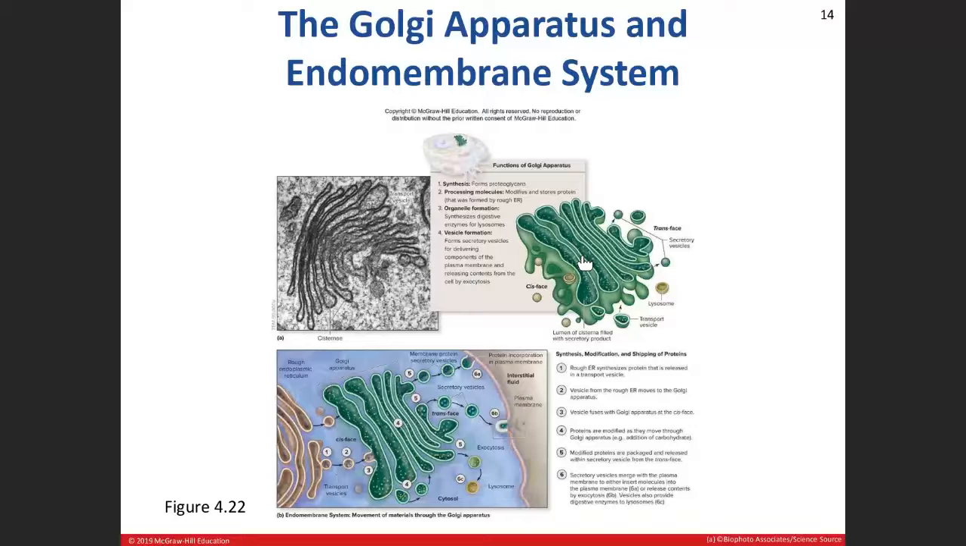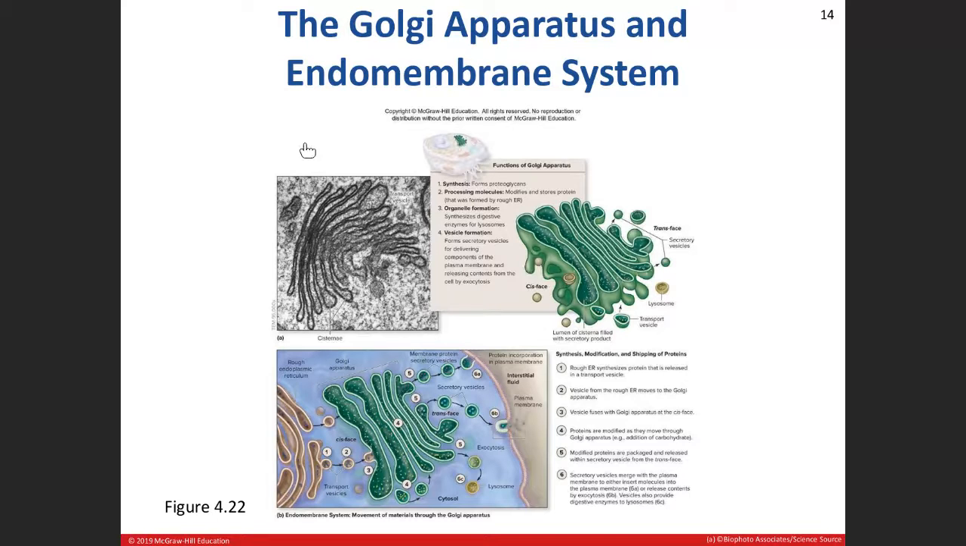On the bottom portion, or the fatter area here, we refer to that as the cis face, and the cis face is basically the entrance into the Golgi apparatus. At the far end, we have the trans face. Because of these properties, we say that it has polarity. You've got a cis face and a trans face, different ends to this organelle, so it has a polarity characteristic.